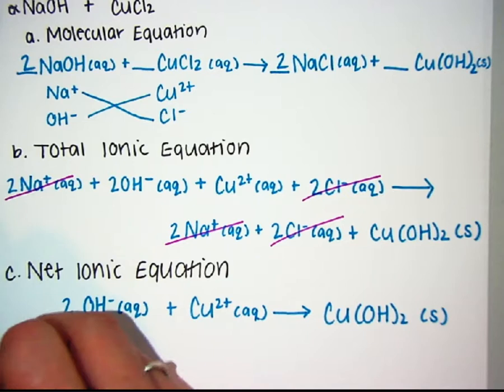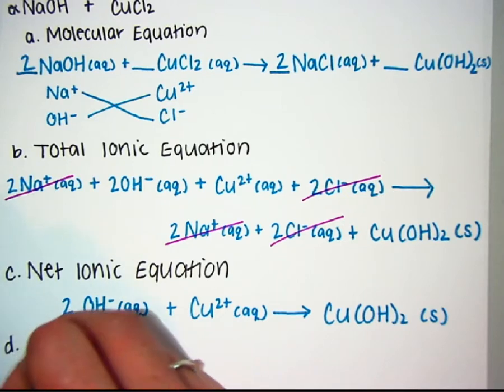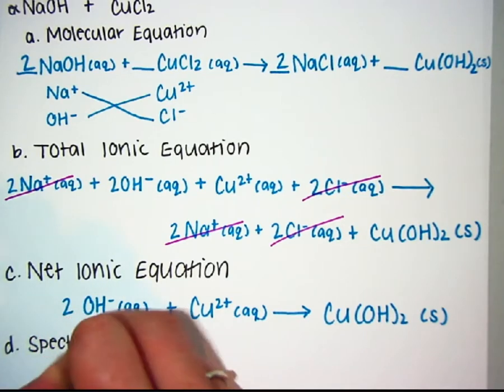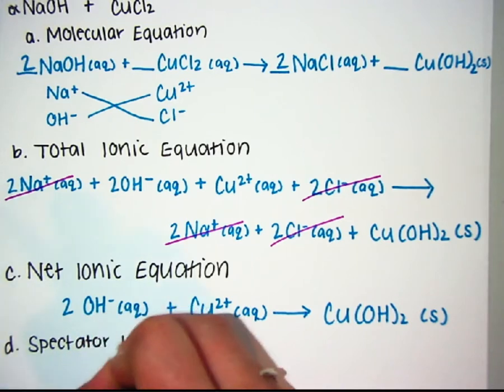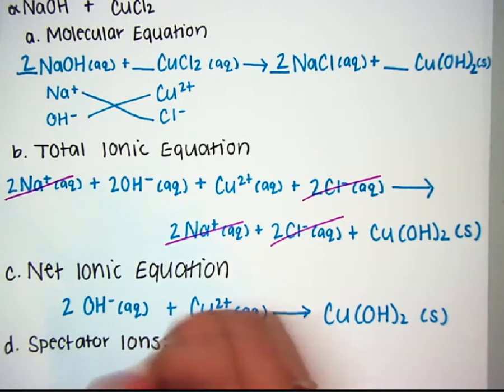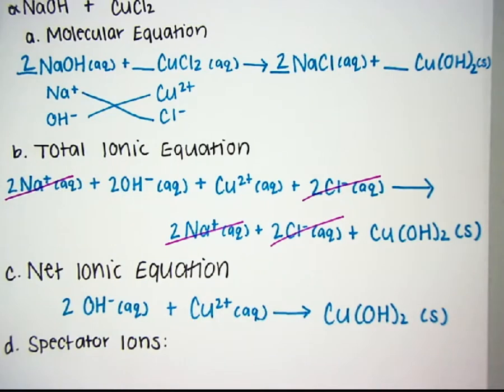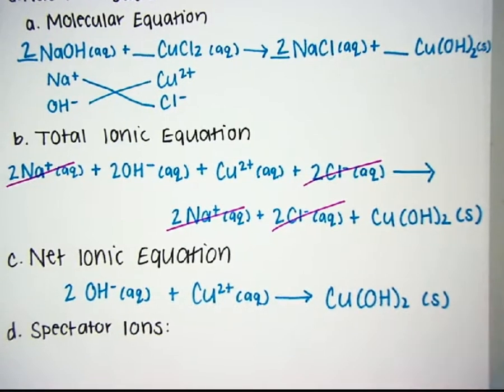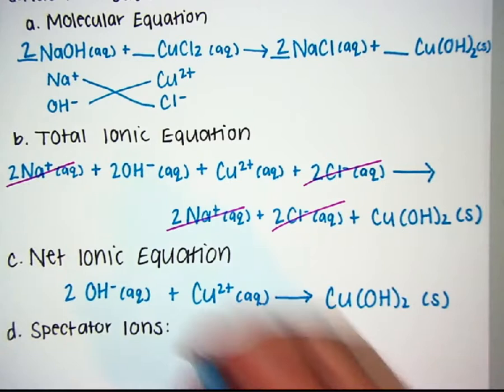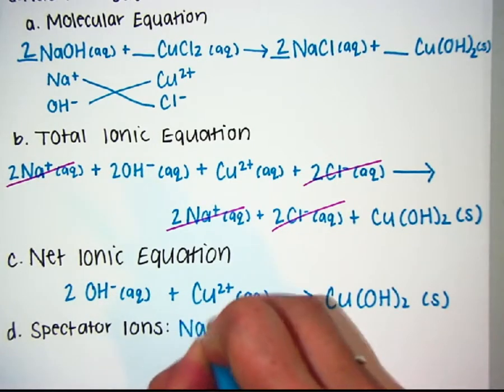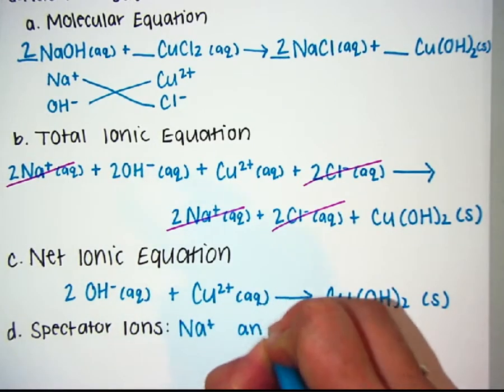Last question for this problem. You also need to be able to identify the spectator ions. Spectator ions are the ions that are spectating. They're not participating in the chemical reaction. That would be sodium and chlorine.